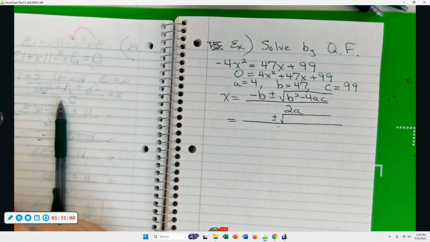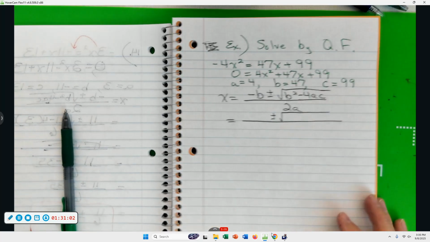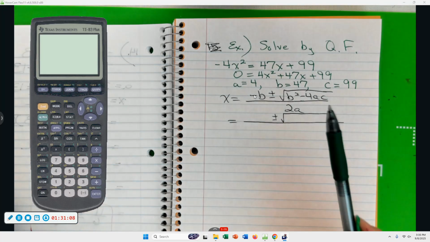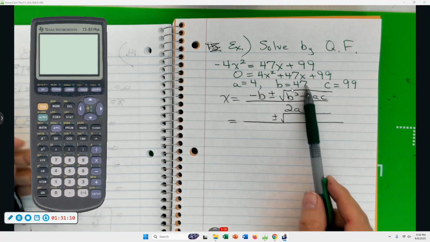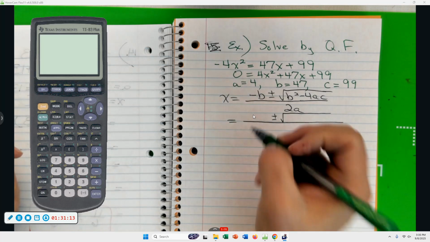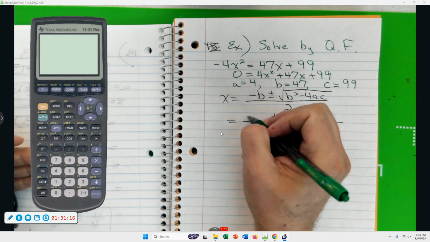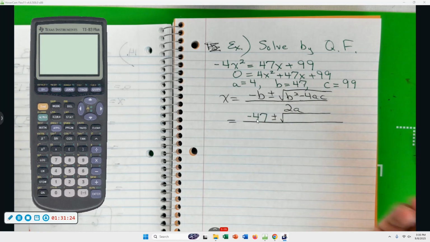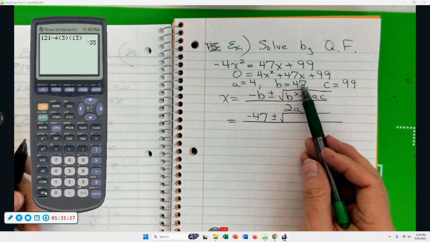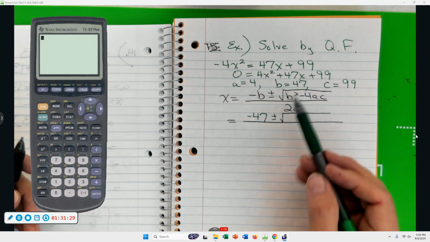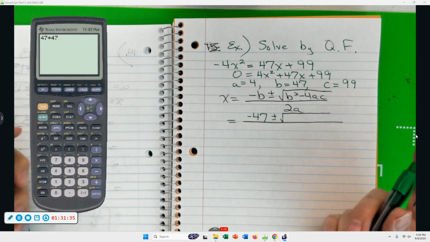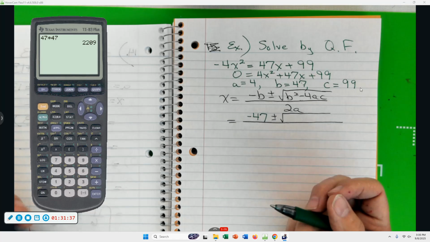Don't forget that quadratic formula. Do you have your calculator out? This is going to get a little messy. Negative b. b is 47, so what's the opposite of 47? What am I going to write here? Negative 47. You see, I told you eventually you'd see a positive b value. If the b value is positive, then negative b becomes negative. Now, 47 squared. 47 times 47. Punch that into your calculator. That is going to give me 2,209.